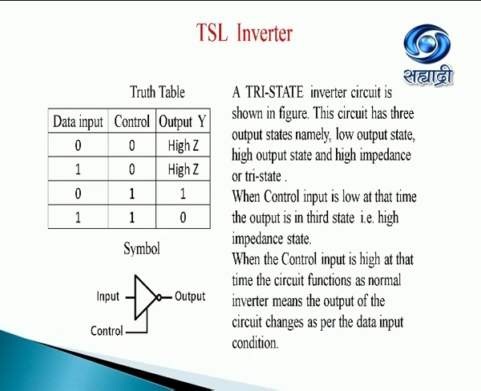On the left side, the symbol and truth table are shown. Here data input is 0 or 1, but if the control is 0, the output is high impedance. And for data input 0 and 1, when control is 1, then we get the output according to the conditions.